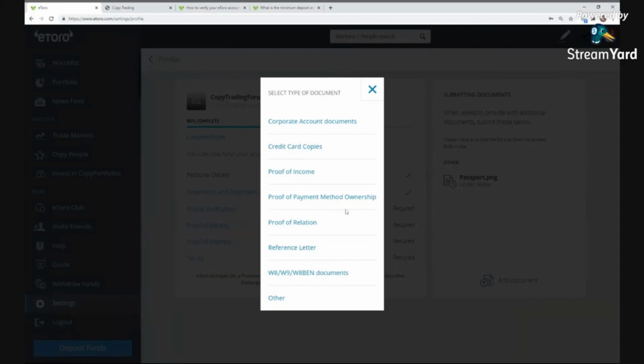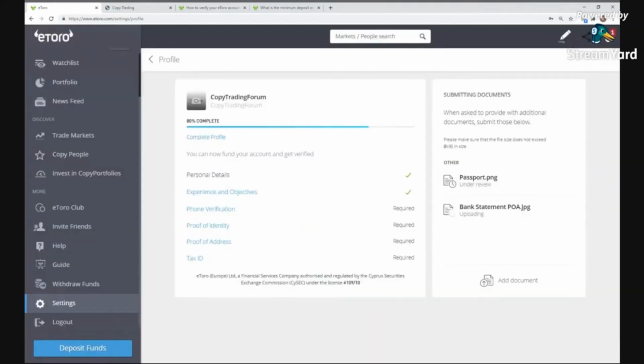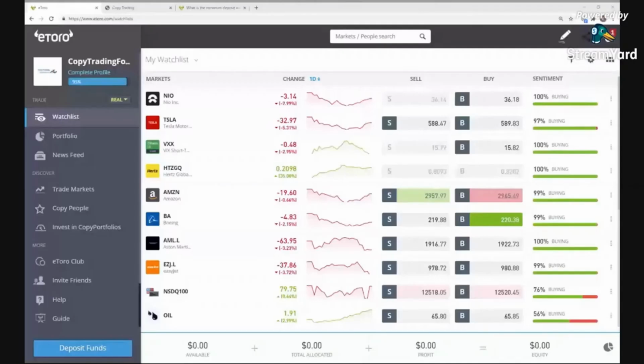So I go to proof. I'm going to click other because it's a bank document, a bank statement. So I'm going to click on here. I have my bank statement. So that's uploaded there. It's under review at the moment. Okay, guys, now my account is set up 95%.